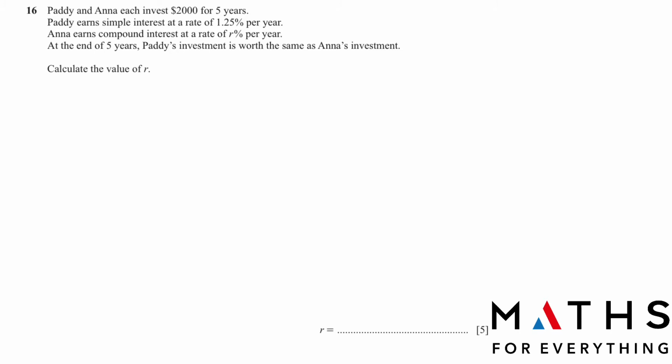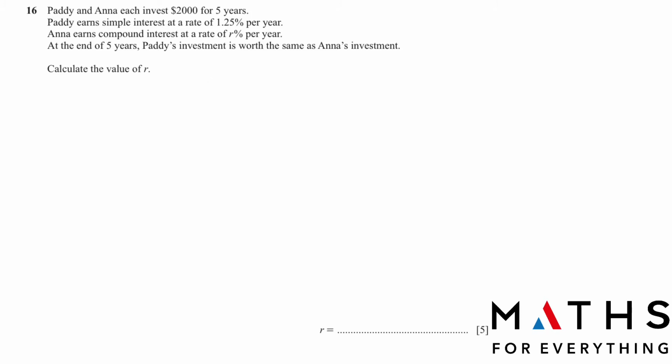Question number 16. Paddy and Anna each invest $2,000 for 5 years. Paddy earns simple interest at a rate of 1.25% per year. Anna earns compound interest at a rate of R% per year. At the end of 5 years, Paddy's investment is worth the same as Anna's investment. Calculate the value of R.